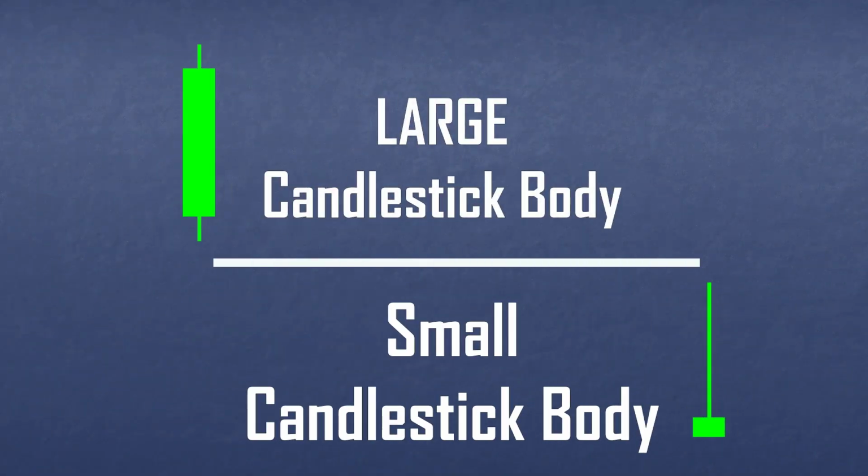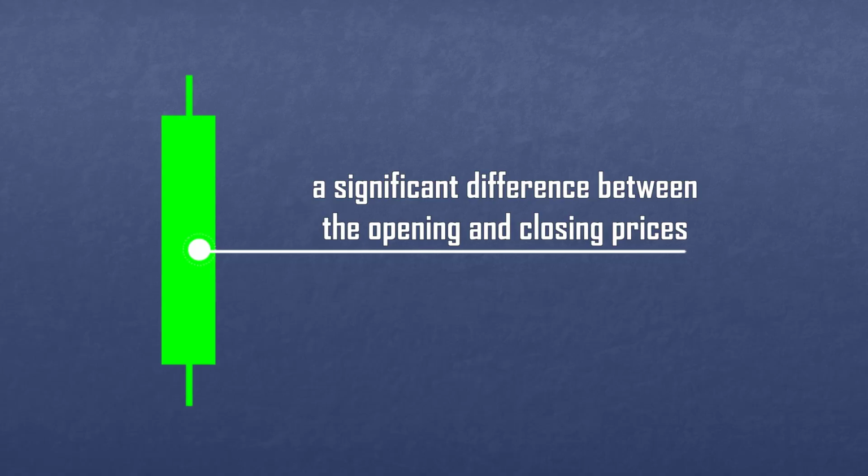Large candlestick body versus small candlestick body. The size of a candlestick body is often used to describe price movement and trend strength in Japanese candlestick charts. Here are the key characteristics of large and small candlestick bodies. Large candlestick body. A large candlestick body indicates a significant difference between the opening and closing prices. A bullish, green candlestick with a large body typically shows strong buying pressure. A bearish, red candlestick with a large body indicates strong selling pressure.